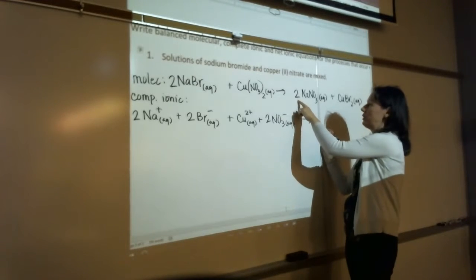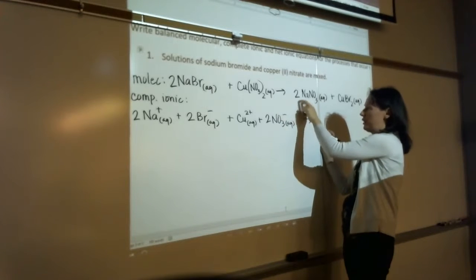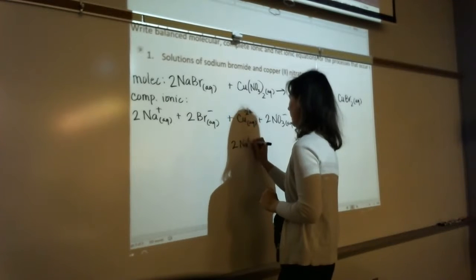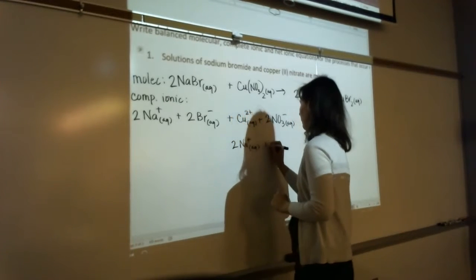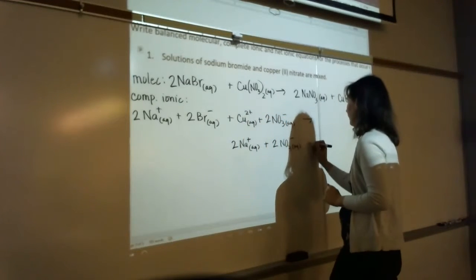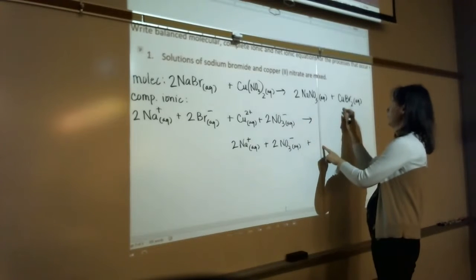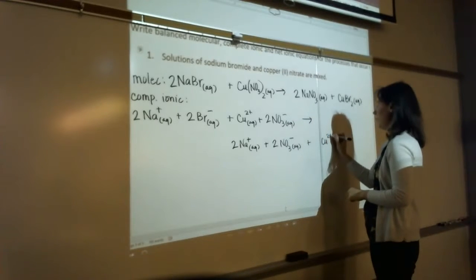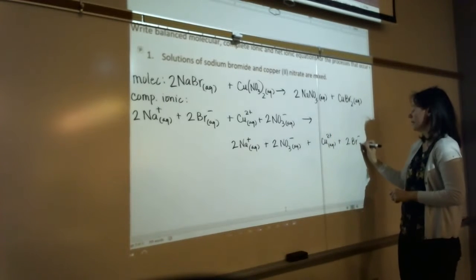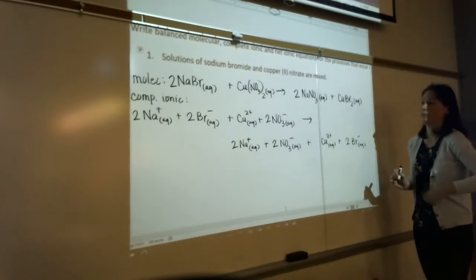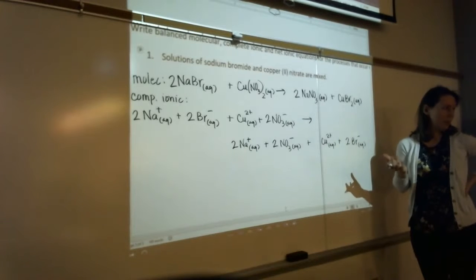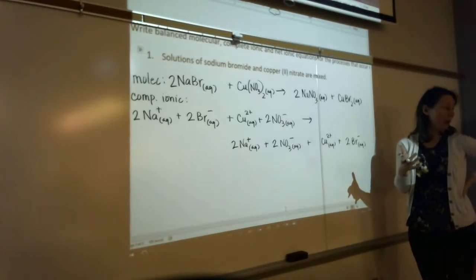Okay, this coefficient of 2 is in front of the whole salt, so it needs to be distributed to both. So 2Na+ AQ plus 2NO3- AQ. Now we break up the other product: Cu2+ AQ plus 2Br- AQ. So there's no precipitate here, is there? There wasn't one product that we just left alone, right?